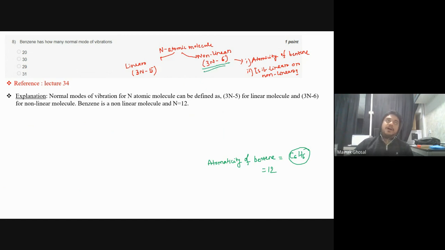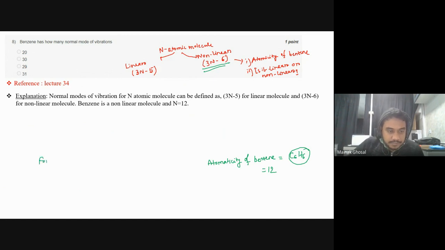Why is it non-linear? Because, suppose the C double bond C's are in the plane, but the hydrogens are not in the plane. So this is a completely non-linear molecule.